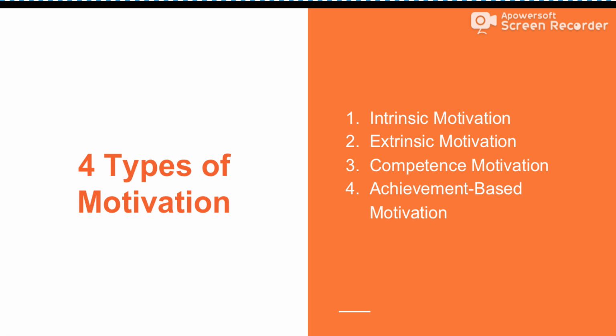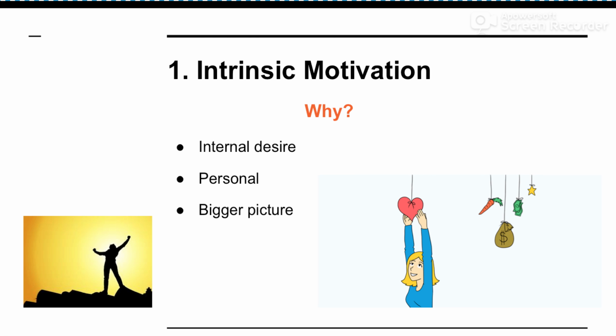Next, we'll discuss 4 types of motivation: intrinsic motivation, extrinsic motivation, competence motivation, and achievement-based motivation. Intrinsic motivation refers to internal factors that motivate you. So what this means is that you're not doing something for a reward. You're not doing something so you get an outcome that's favorable for you. Instead, you're doing something because you have sheer pleasure in doing so. You want to do it for yourself and not for anybody else.